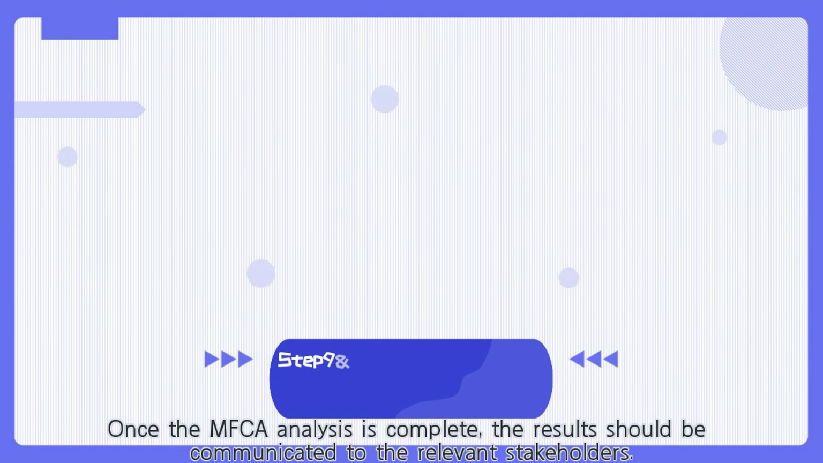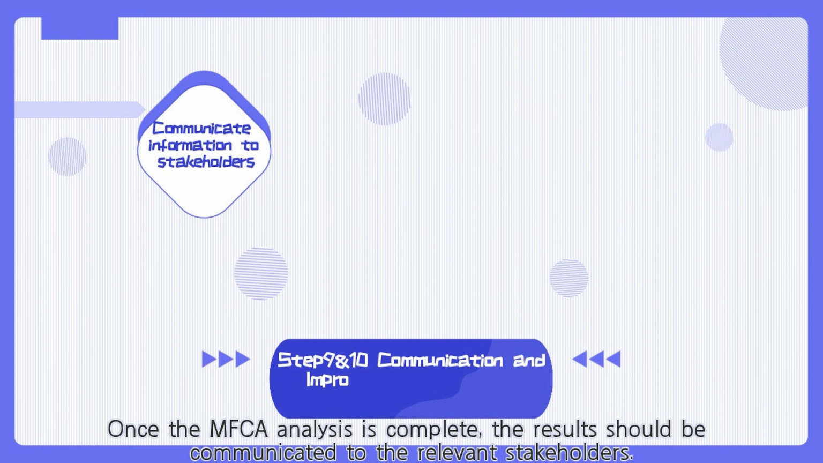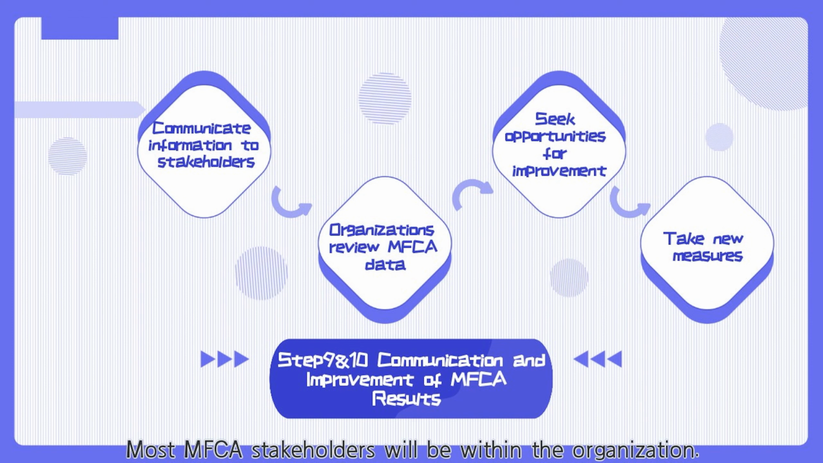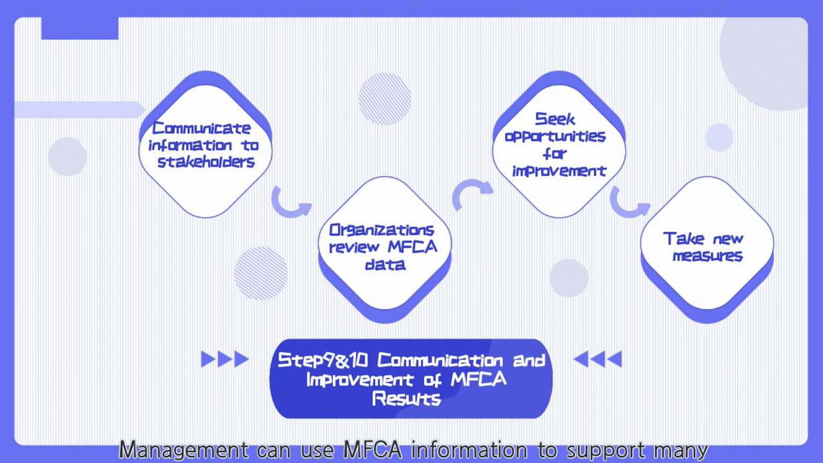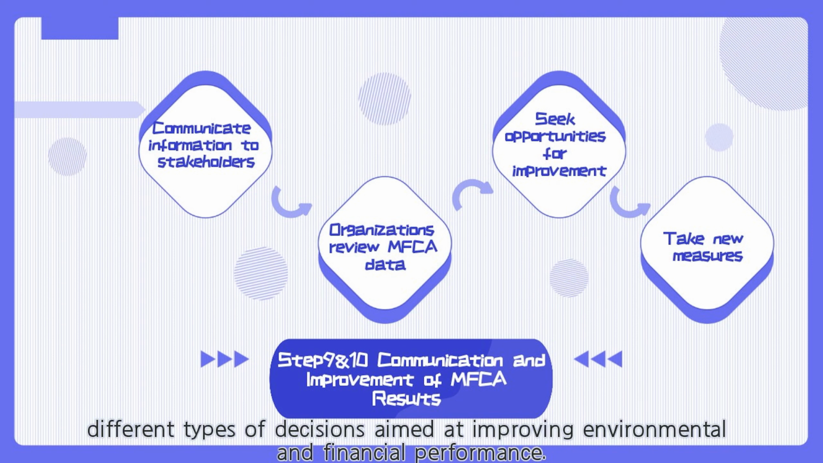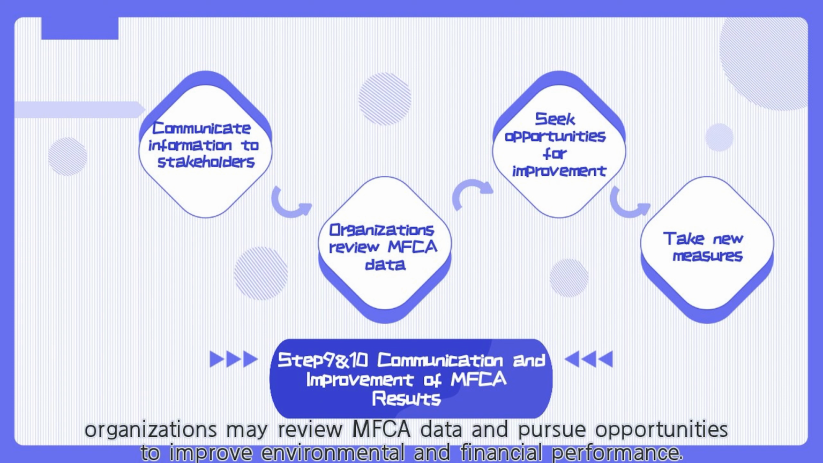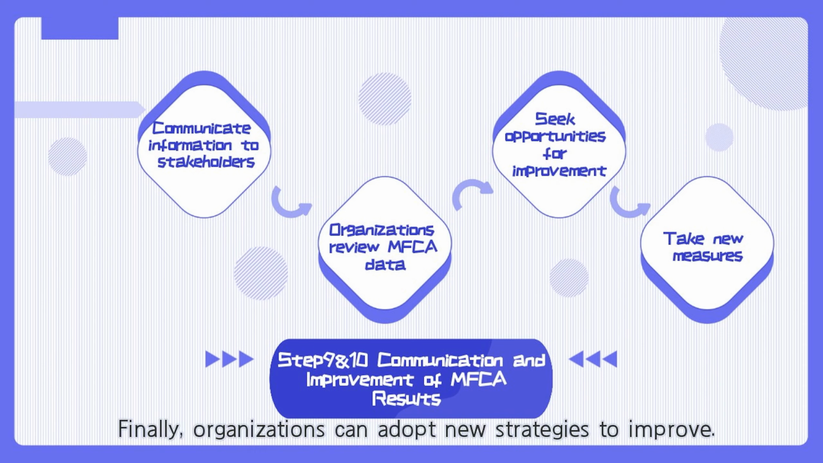Once the MFCA analysis is complete, the results should be communicated to the relevant stakeholders. Most MFCA stakeholders will be within the organization. Management can use MFCA information to support many different types of decisions aimed at improving environmental and financial performance. Once MFCA analysis helps organizations better understand the magnitude, consequences, and drivers of material use and loss, organizations may review MFCA data and pursue opportunities to improve environmental and financial performance. Finally, organizations can adopt new strategies to improve.